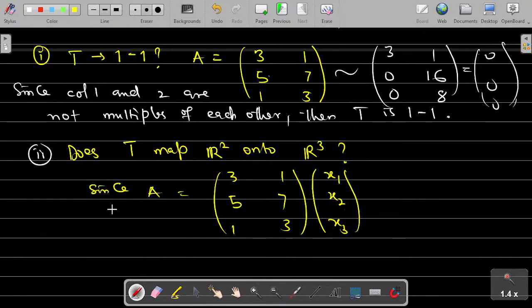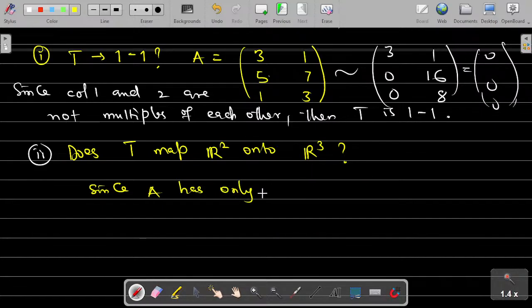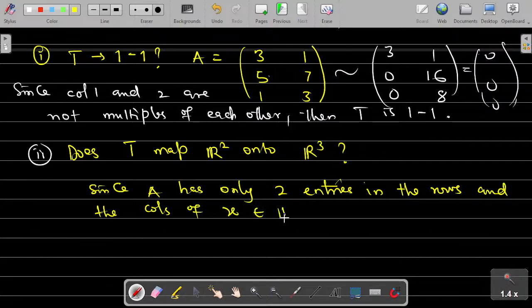Okay, so you can just conclude that since our A has only 2 entries in the rows, and the columns of our x in the R3 which it is supposed to go to... Remember, if it is mapping onto R3, that means your x values, the ones that should multiply with your A, should be coming from R3. So the x in your R3 are of 3 dimensions, and the column of your x are in R3. So it means the multiplication cannot work.